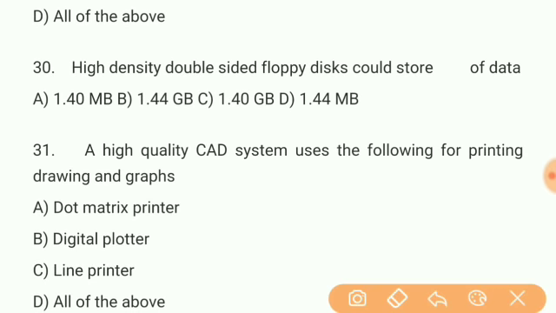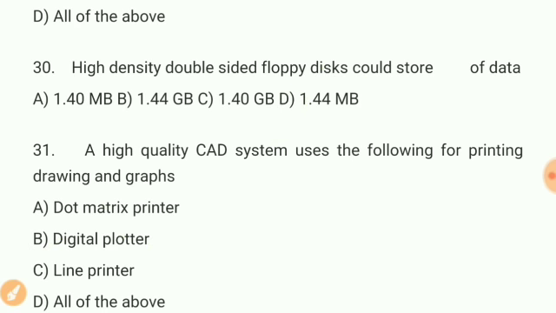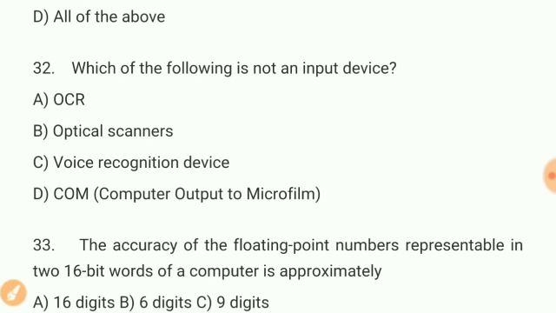a high density double-sided floppy disk would store dash of data, and the answer is 1.44 MB. So a high density double-sided floppy disk can store 1.44 MB of data. Then, a high quality CAD system uses the following for printing drawings and graphs. The answer is digital plotter.